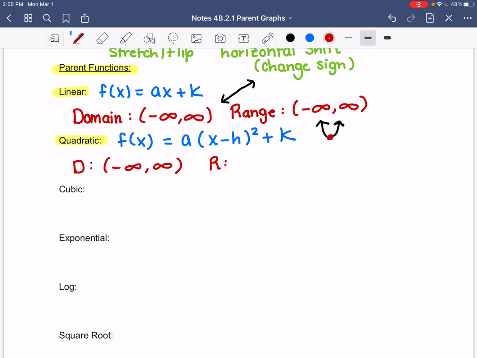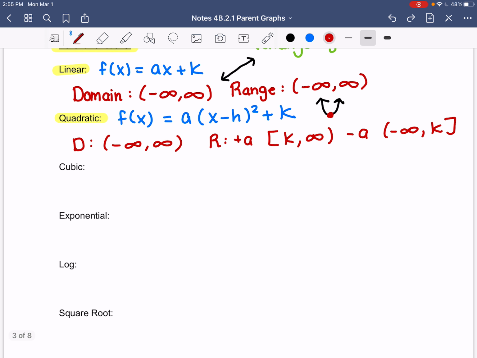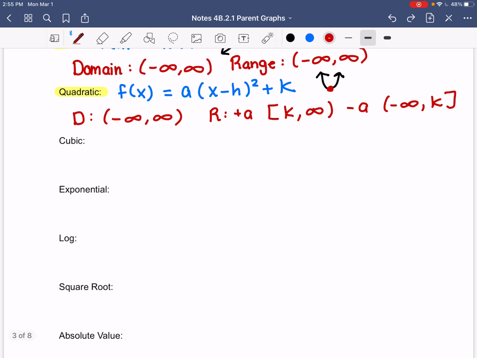Since there is a vertex, the turning point, that's going to change your range. So if your a is positive and your arrows are pointing up, then your range is going to be from your k value to positive infinity. And if your a is negative, it's going to be opposite. It's going to be from negative infinity up until your k value, because your parabola would be going downwards like this. So the maximum you could go is whatever your k is. So your k is the y part of your vertex, and the range is your y values.